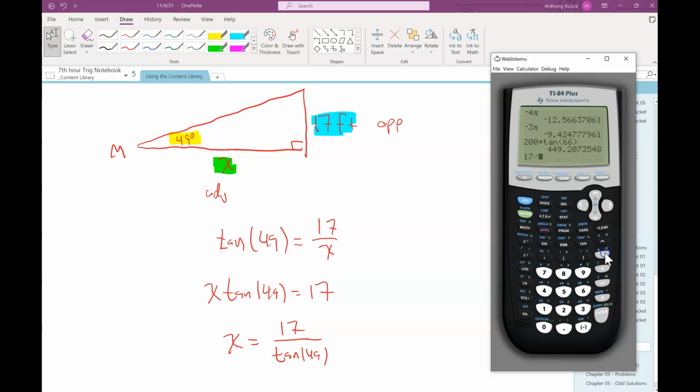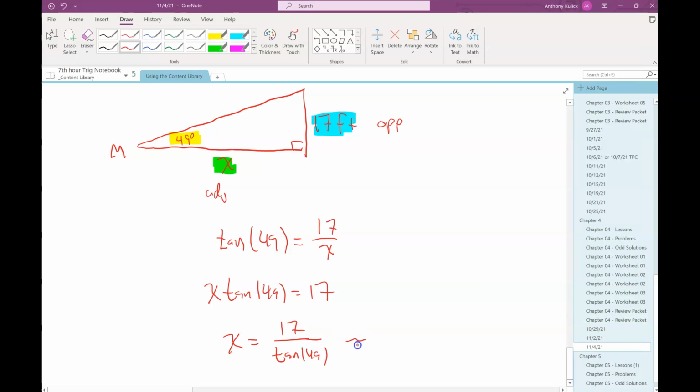17 divided by tan 49 is 14.8 feet. That's all she wrote here, kiddos. Sound good? Okay.